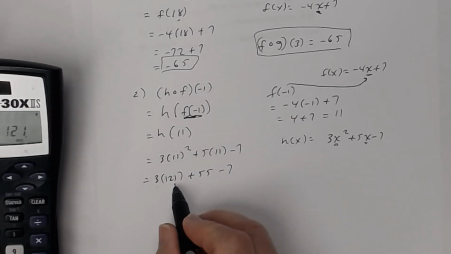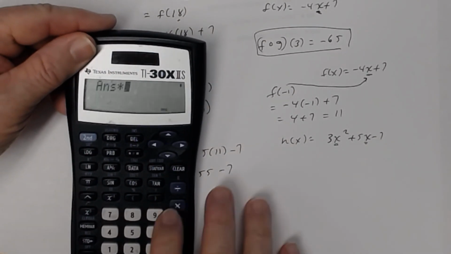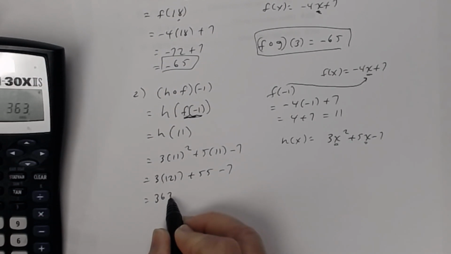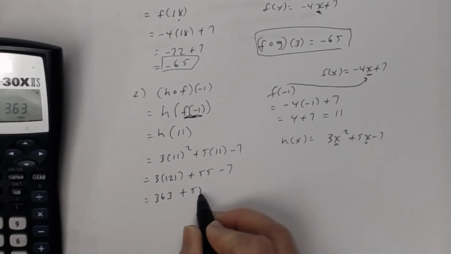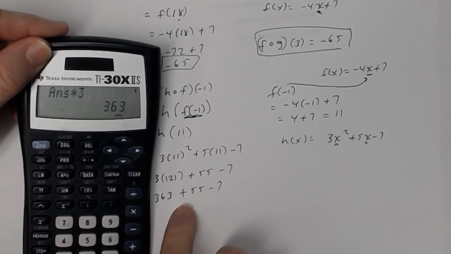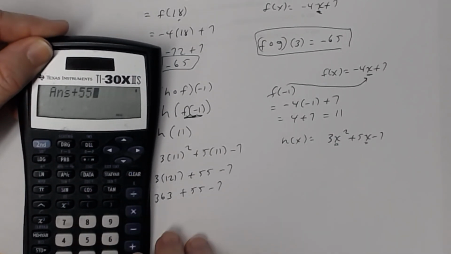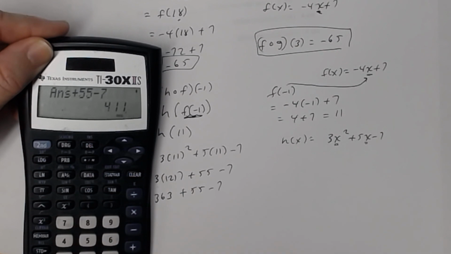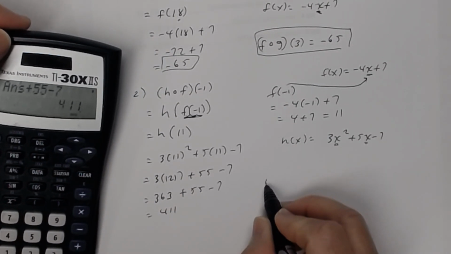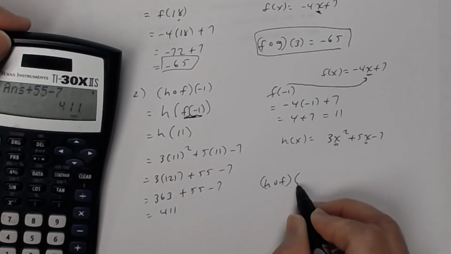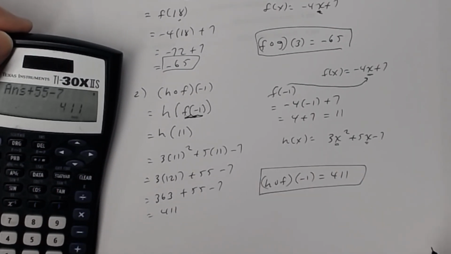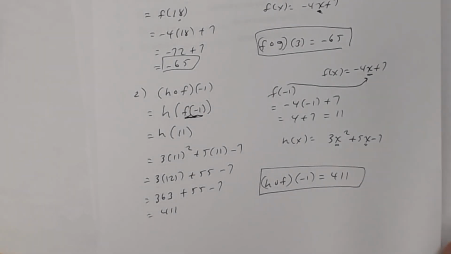Okay, 3 times 121 is 363. So I get 363 plus 55 minus 7. So let's go ahead and add and subtract. 363 plus 55 minus 7 equals 411. All right, so H composed with F at negative 1 is equal to 411. All right, so that's number 2.